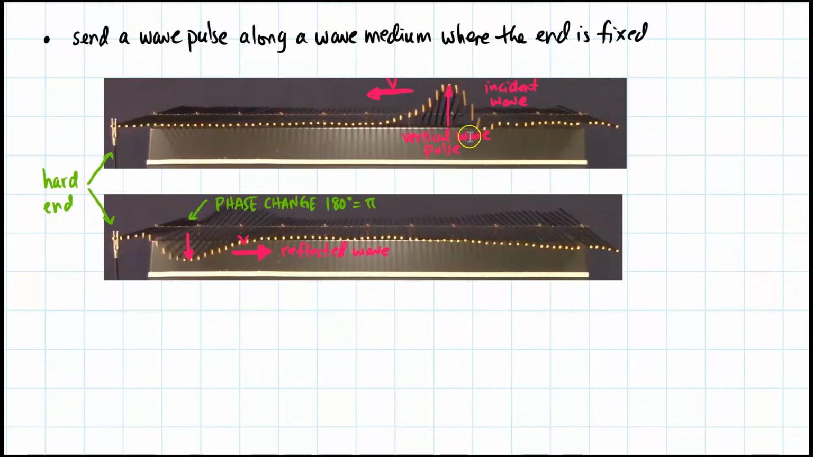So let me translate the video. Again, I start off with the vertical wave pulse. It's moving to the left. That's my incident wave. Upon reflection from this hard end, you see that the wave gets inverted. But if the wave is inverted, that means that the phase change is 180 degrees or pi. So the reflected wave has a phase change of pi upon reflection of a hard end.